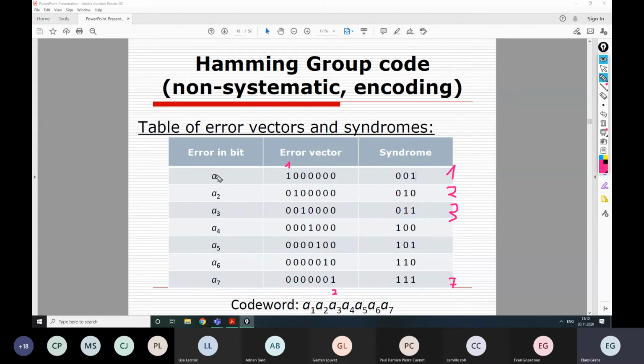Currently, we are not differentiating which of them are data bits or which of them are control symbols. It's irrelevant yet. We will define them after a few minutes, where are control symbols and where are data symbols.